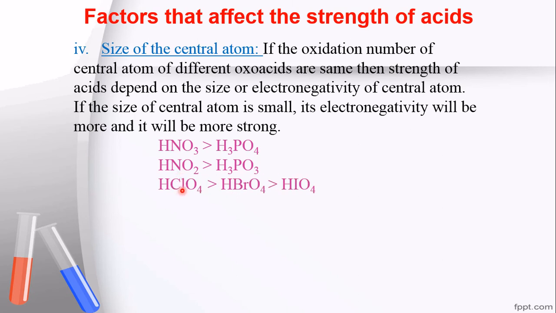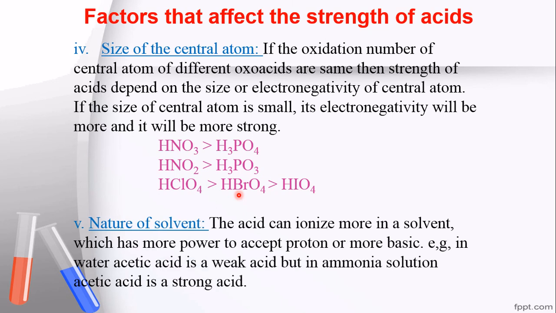There are some acids: perchloric acid, perbromic acid, periodic acid. Here also, whose size is the smallest? Chlorine. So, chlorine has more electronegativity than bromine and iodine. So, in their strength, the strongest acid is perchloric acid, then perbromic acid, and at last periodic acid.